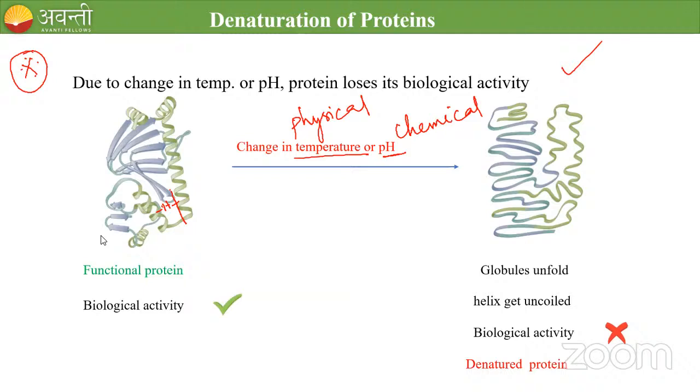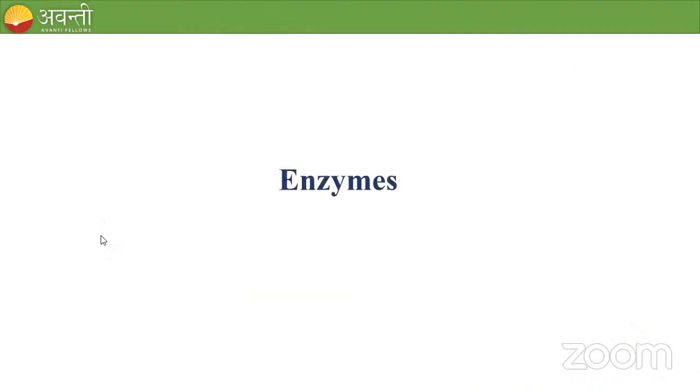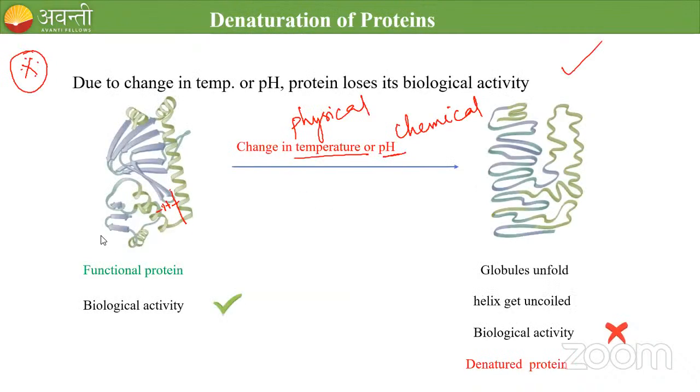The next topic is enzymes that we will discuss in the next class. Okay, so far we have completed the carbohydrates part of this lesson and the protein part of this lesson. The next is enzymes, vitamins, and hormones. Those are very, very small topics. We can complete everything in a single class.